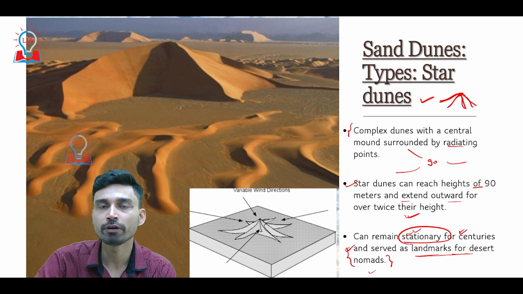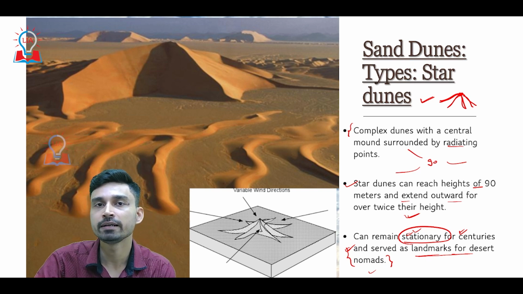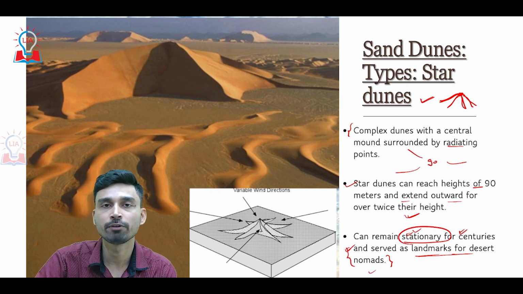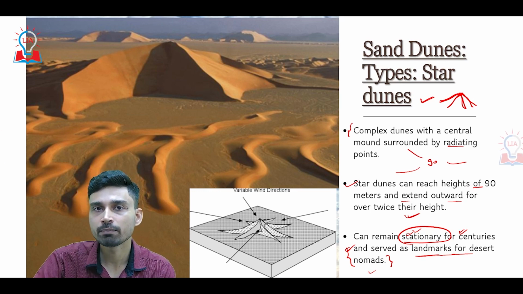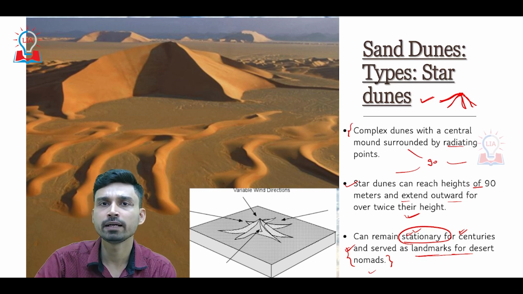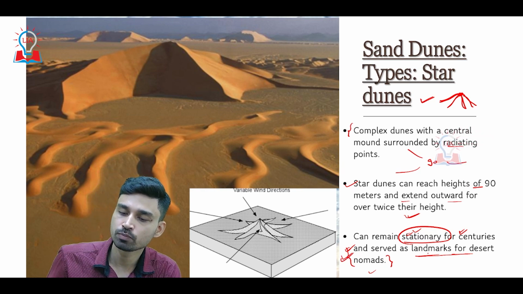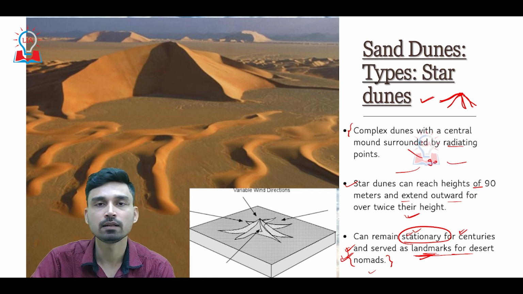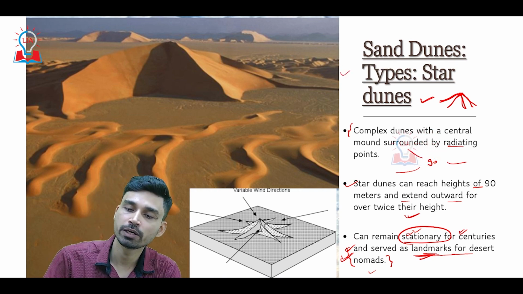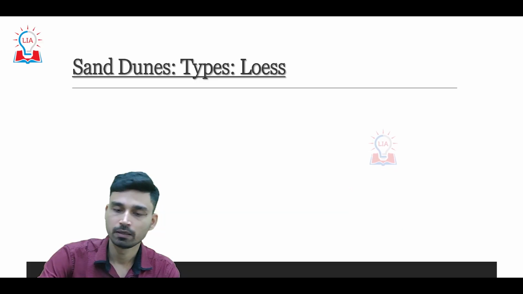They are continuously moving. So a person traveling in a desert area today might see a particular barchan at a particular location A, but after one year that particular barchan might have moved 100, 200, or 300 meters away from that point. That is why star dunes play a very important role in serving as a landmark. So this is another important dune that we call star dunes.